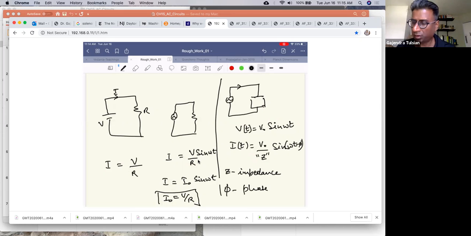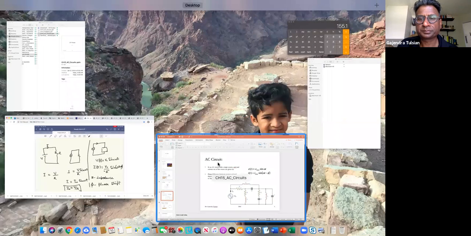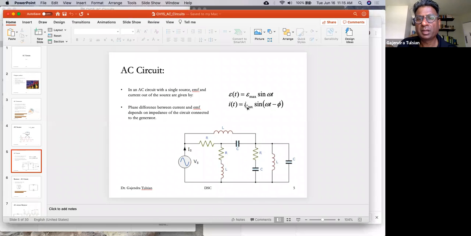Okay, so in a general circuit, the current amplitude is Emax divided by Z. So for a circuit, we are interested in what is the resistance of this circuit, and the generalized term is the impedance of the circuit. Okay, so there are two things we're interested in. We are interested in the Z of the circuit, and the phi of the circuit.